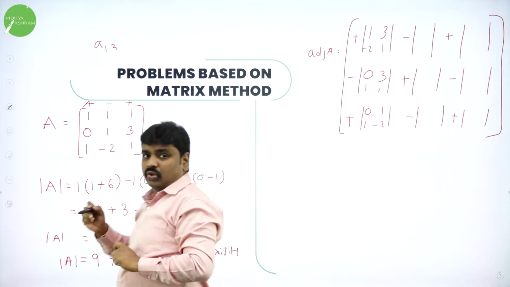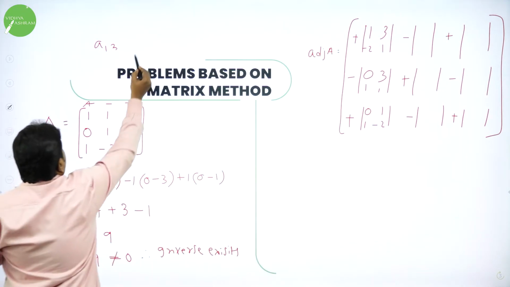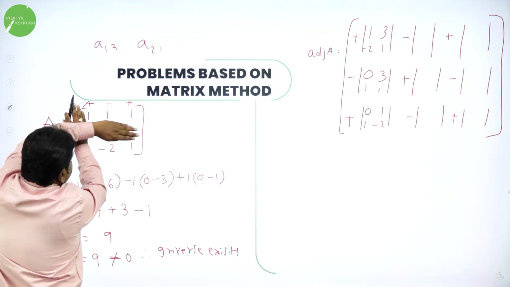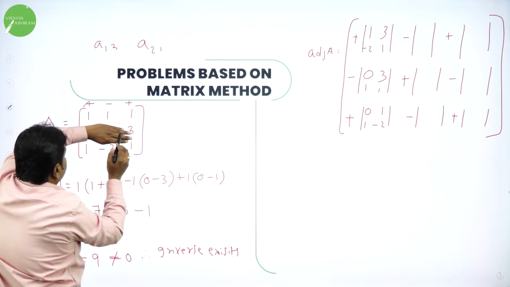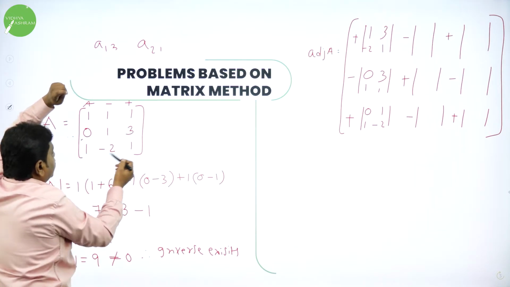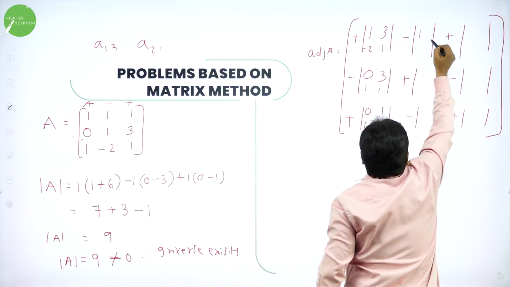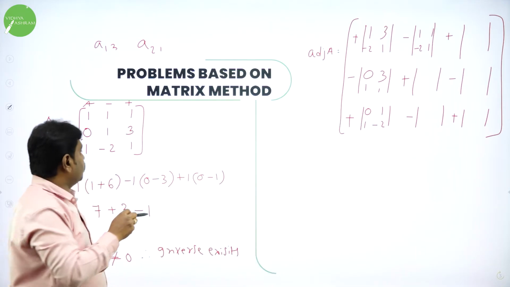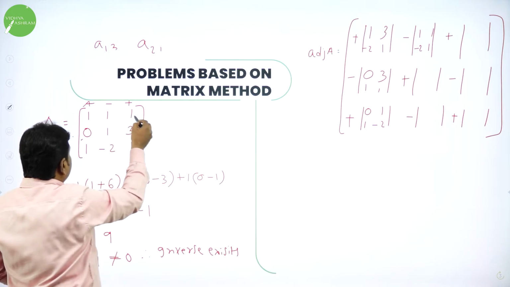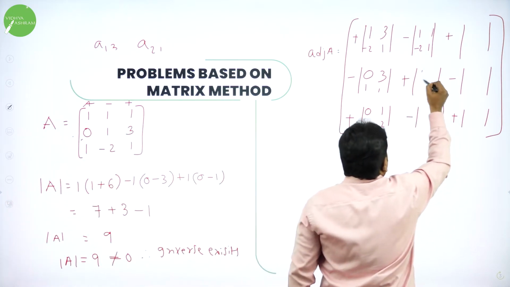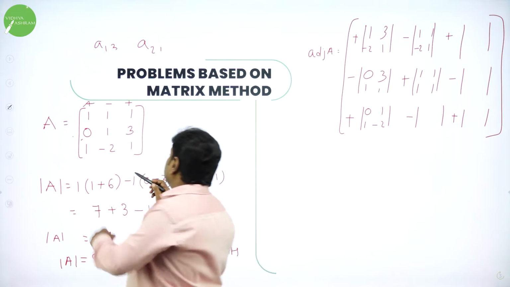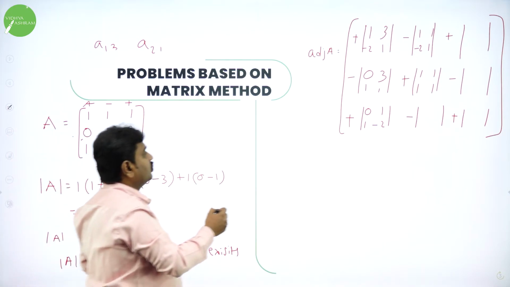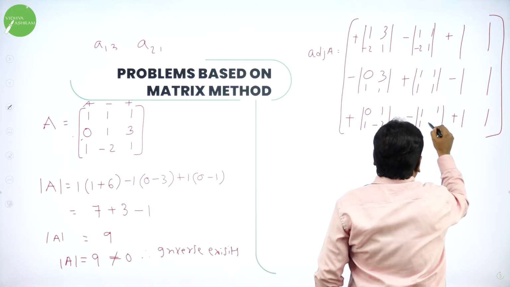Now we are done with the first row. Go to the second row, A21. What is meant by A21? Second row first element. Leave the second row and the first column. You'll have 1 1 minus 2 1. Then A22: second row second column. Leave the second row and the second column: 1 1 1 1. Then A23: leave the second row and third column. You will get 1 1 1 minus 2.